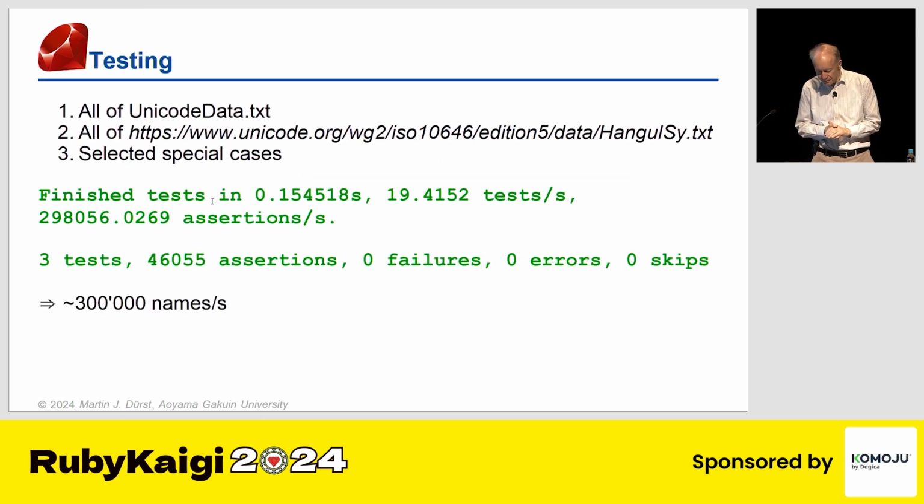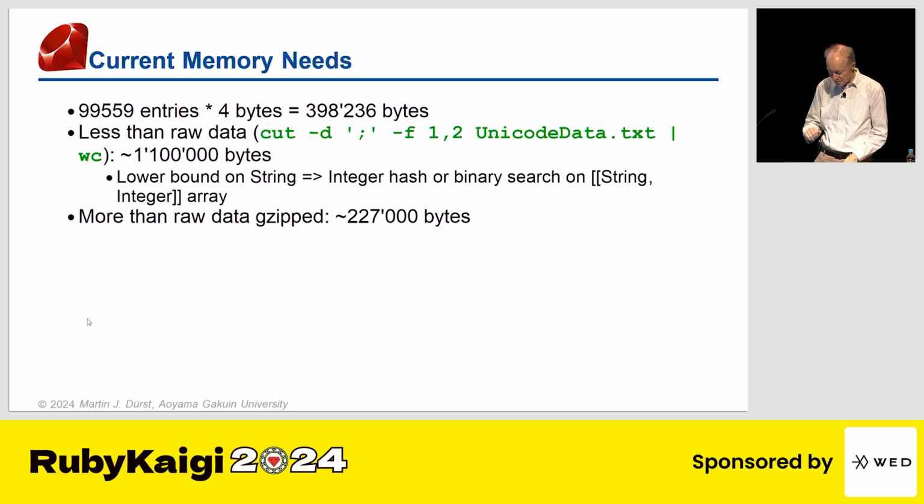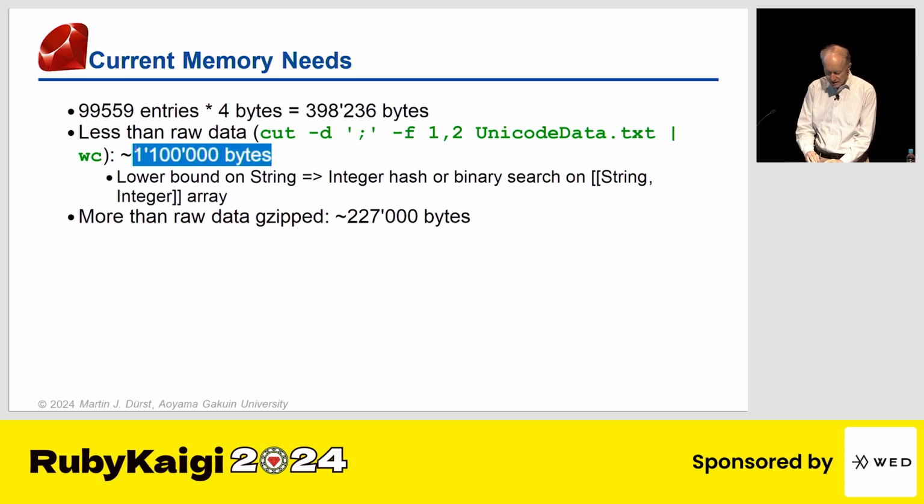And testing, all of Unicode data and all the Hangul syllables and some special cases all pass the tests. That turns out to be about 300,000 names per second in testing. Okay, the current memory needs are about 400,000 bytes. It's definitely less than the raw data, which is about 1,100,000. It's more than the gzip data.